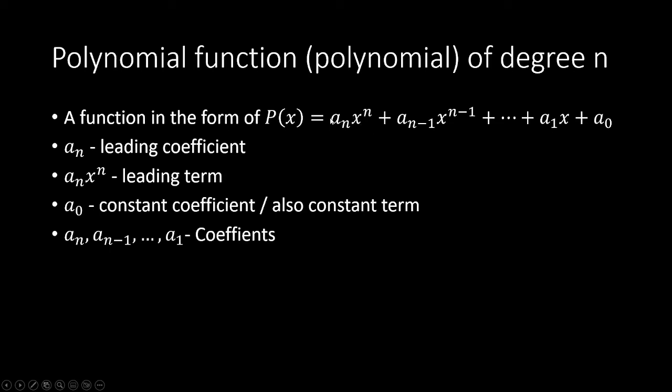This a sub n over here is the leading coefficient. This whole term over here, a sub n x to the n, is your leading term. This a sub 0 is called the constant coefficient or constant term. This a sub n minus 1, a sub n minus 2, a sub 1, they're all coefficients. So these are different parts of the function.